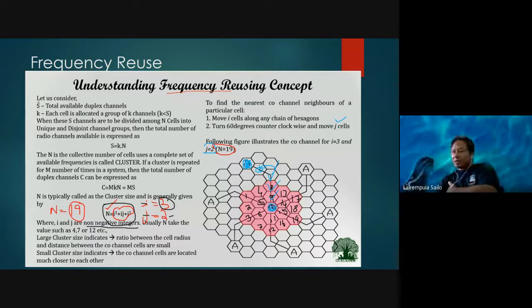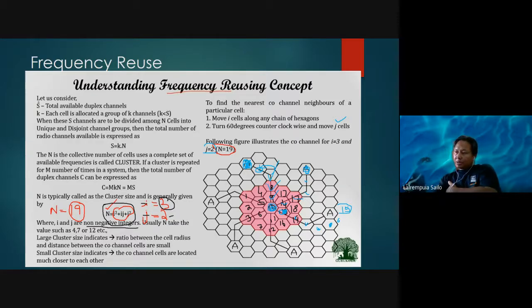Okay, the same thing. 1, 2, 3. Turn 60 degrees. 1, 2. Then this is the replica of this. The same thing. Cell 15. How to replicate this cell 15? 1, 2, 3. Turn 60 degrees. 1, 2. Maybe somewhere here. Here this 15 will come. Okay, 15 replica.